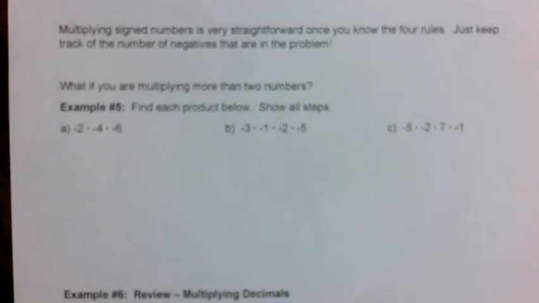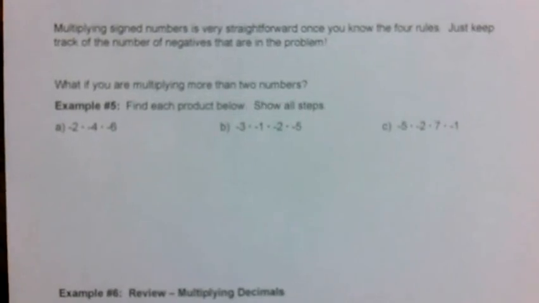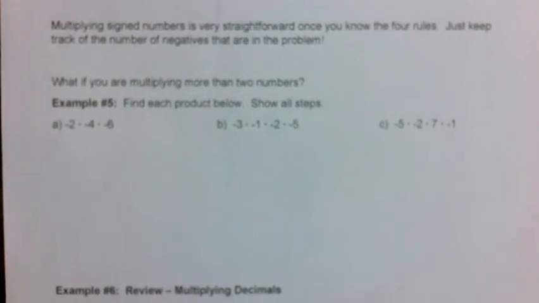Now that we have confirmed the 4 sign rules for multiplication, multiplying signed numbers is a very straightforward process. Just keep track of how many negatives are in your problem. If we're multiplying more than 2 numbers, we're just going to work step by step, going from left to right, again, paying attention to the number of negatives.